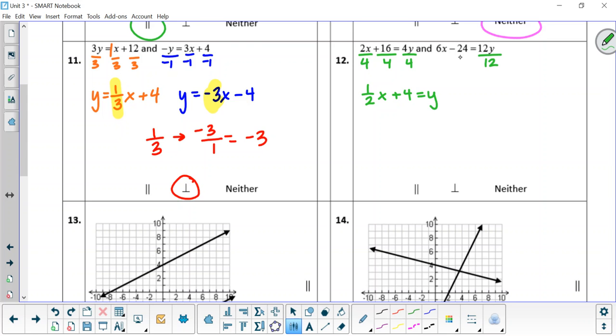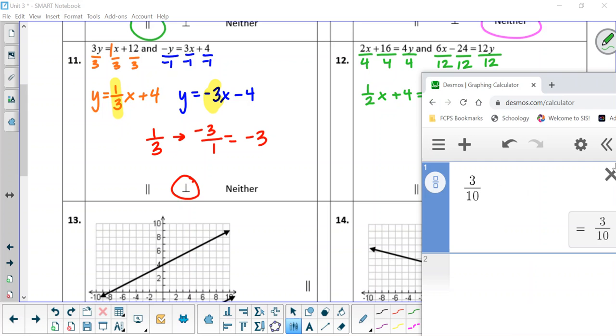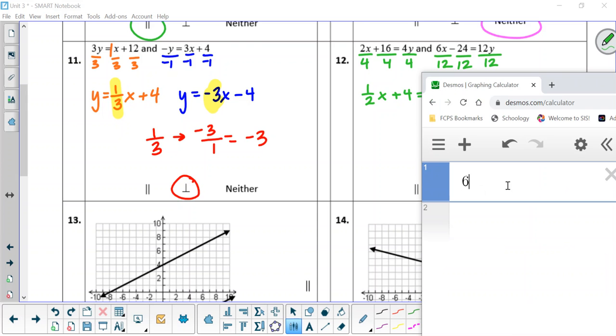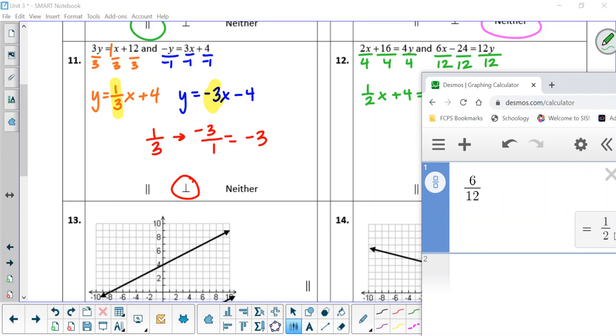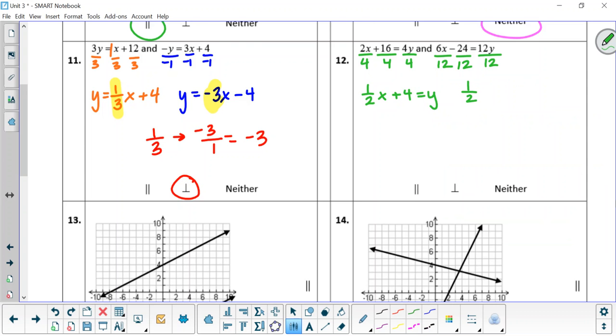And again, we're dividing everybody in this one by 12. It's the number in front. 6 divided by 12 is also 1/2. So again, Desmos, if you're unsure, 6 divided by 12, no decimals. So 1/2 x minus 2 equals y. We have a 1/2 and a 1/2. They are the same, so we have parallel lines.